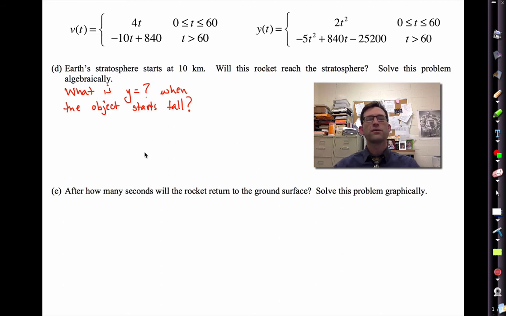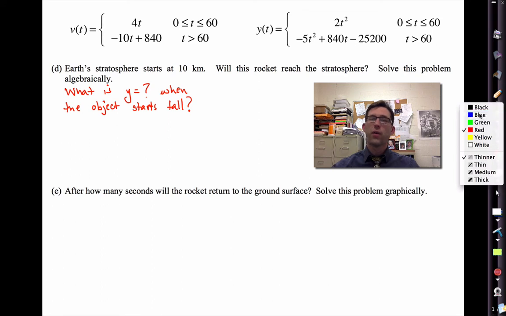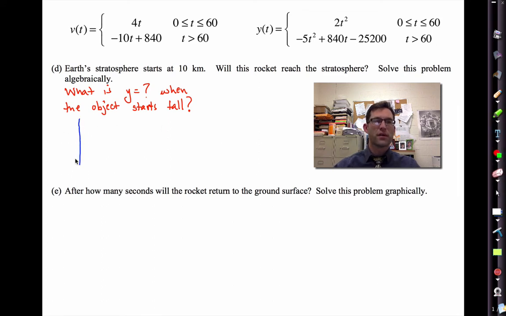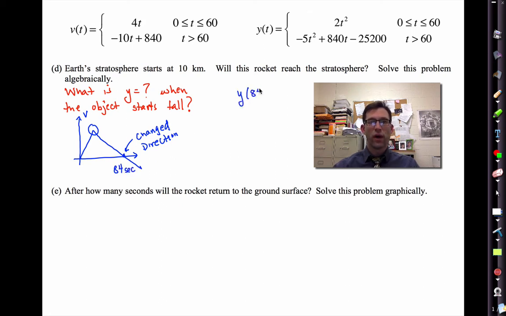All right? Pause the video. Take as much time as you need. Okay. Well, strangely enough, we actually already figured out when it starts to fall. Remember that velocity graph? That looked something like this. Now, of course, a lot of students would think this is the time when it starts to fall. Nope, that's simply when the engine turns off. This was the point when it changed direction, in other words, when it started to fall. And what was that? That was 84 seconds. So all I need to do is figure out y of 84.